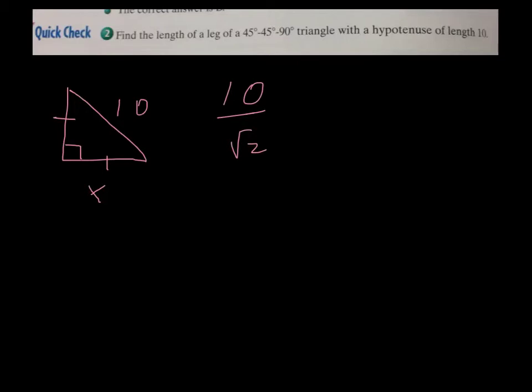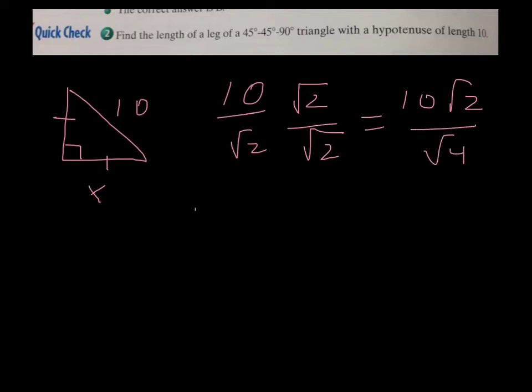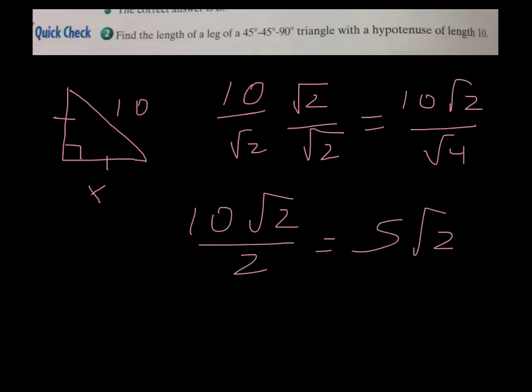Now, since we've got a radical in the denominator, we've got to multiply by the square root of 2 over the square root of 2. We've got to multiply by 1 whenever you have a radical in the denominator. So on top, we get 10 times the square root of 2 all over the square root of 4. So you get 10 times the square root of 2 all over 2. So your final answer is 5 times the square root of 2 for the length of the leg.